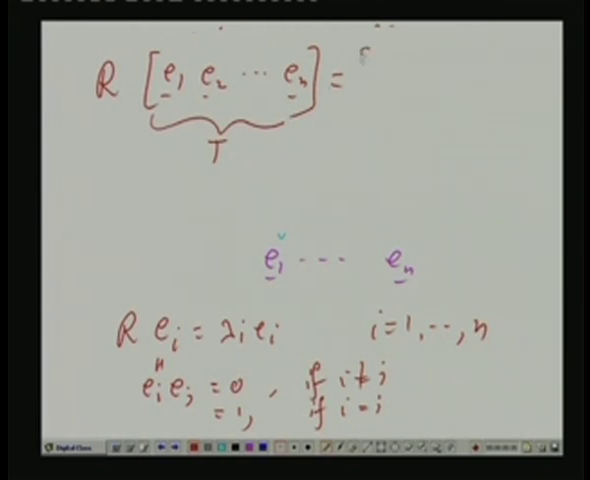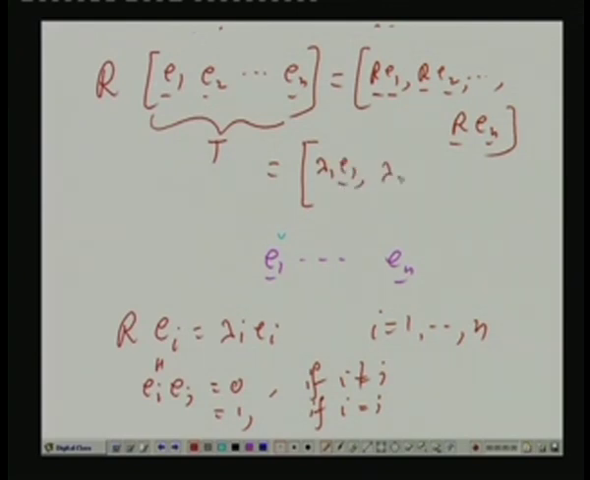The first column will be RE1, then RE2, then REn. And since E1 to En are eigenvectors, you will have lambda 1 times E1, lambda 2 times E2, dot dot dot, lambda n times En.